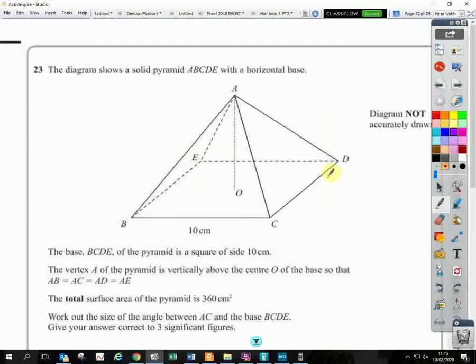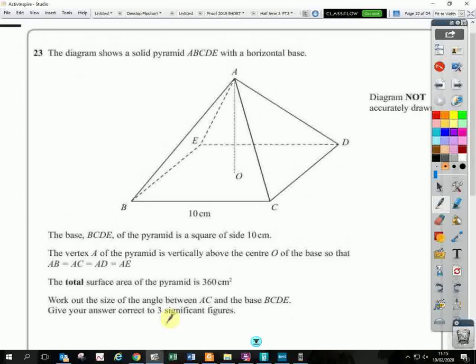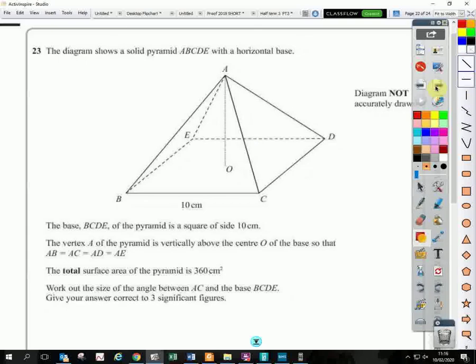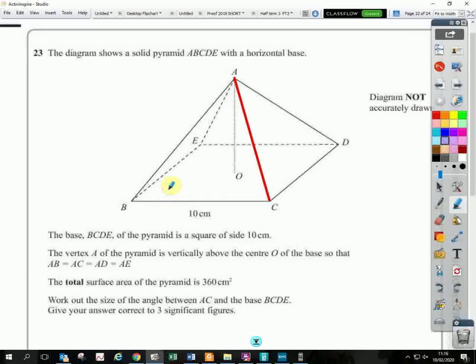Right, the next question. This is a pyramid, and we're asked to work out the size of the angle between AC, which I'll go over in red, and the base BCDE, which I'll highlight. Okay, so we're trying to work out the size of the angle made there.